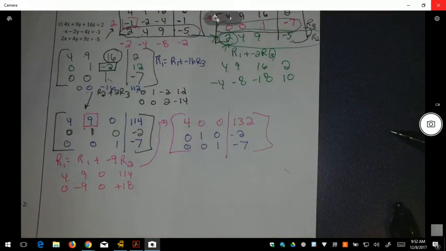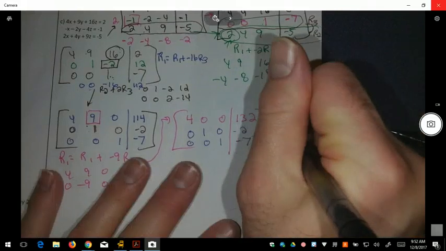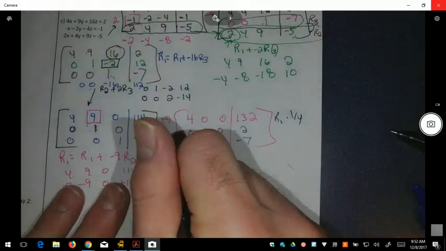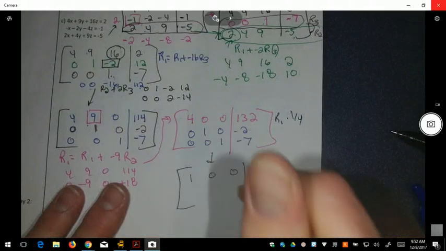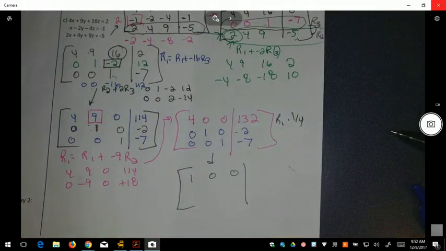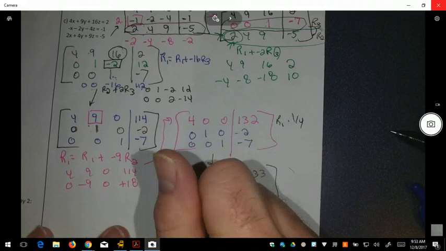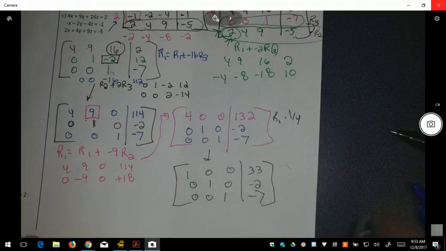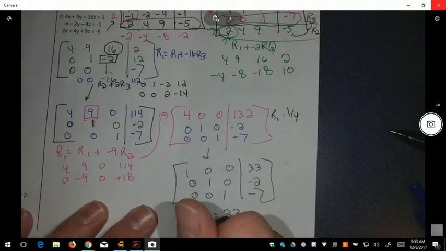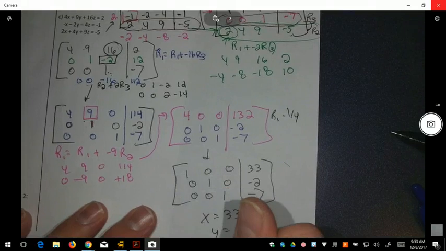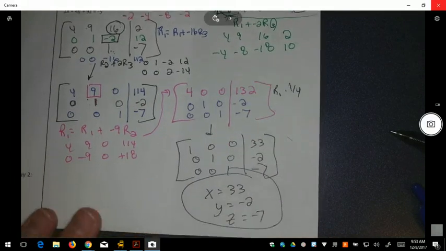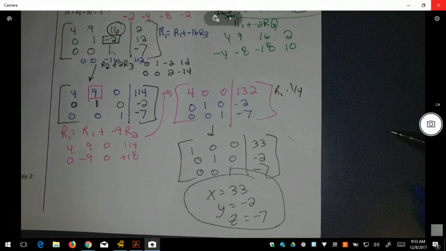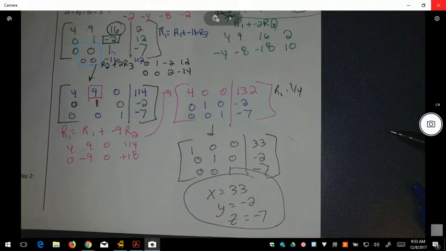There's only one thing left to do. Divide row 1 by 4, or multiply it by 1/4, giving us a final matrix of 1, 0, 0, I think it's 30-something, 33. 0, 1, 0, negative 2, and 0, 0, 1, negative 7. So our answer for x is 33, for y is negative 2, and for z is negative 7. And we can plug those back into the original equations just to make sure that they do make all three of them true. But that's the solution to that 3-variable system.